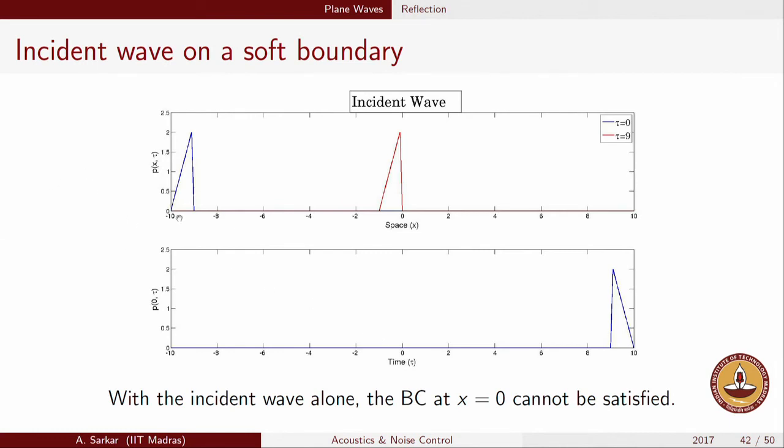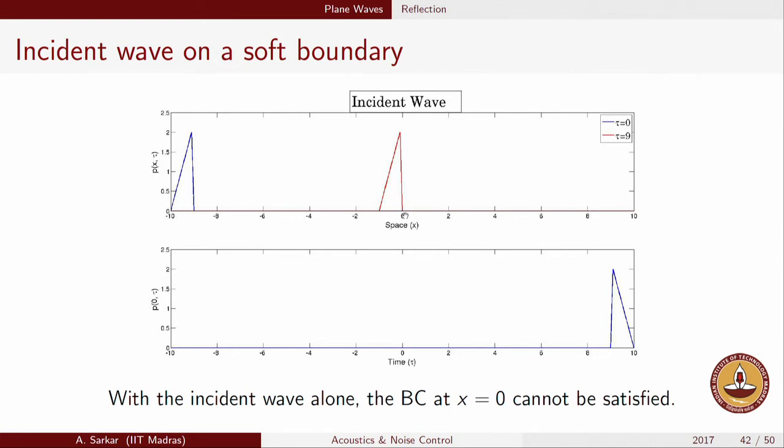What I have shown here in blue is the incident wave as a function of space. So, this is a snapshot in time. At the time tau equals 0, you have this nice triangular wave, which is what we have been dealing with in the different examples. So, at tau equals 0, you have this condition.